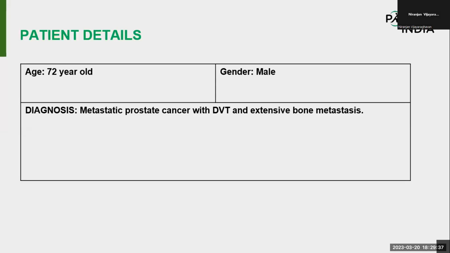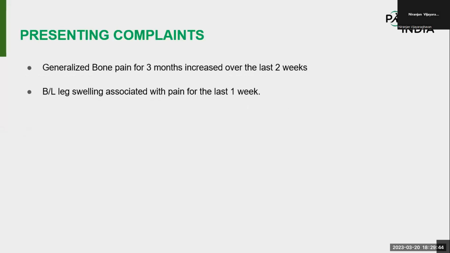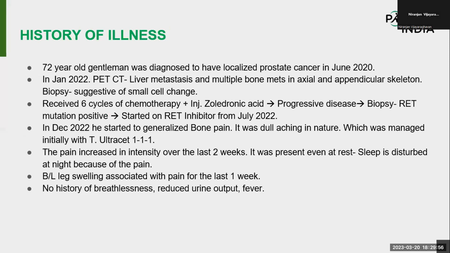I'm going to discuss a patient who is a 72-year-old male diagnosed to have metastatic prostate cancer with DVT and extensive bone metastasis. He presented to our OPD with generalized bone pain for 3 months, which increased over the last 2 weeks, and bilateral leg swelling with pain in the lower limbs for the last 1 week. Just a brief history: he was diagnosed with localized prostate cancer and underwent robotic prostatectomy in June 2020.